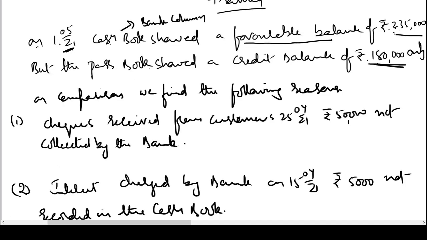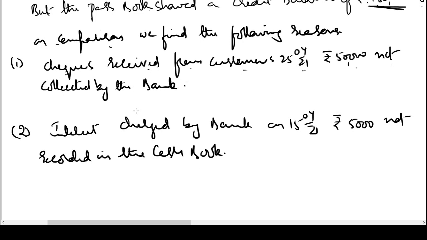On 1st May 21, the cash book, that is the bank column of the cash book, showed a favorable bank balance of 2,35,000, but the passbook showed a credit balance of 1,80,000 only. On comparison, we find the following reasons. Checks received from customers on 25th April 21, rupees 50,000, not collected by the bank. Up to which date? On 1st May, they have not been able to collect the payment. Then, interest charged by the bank. When did they charge interest? On 15th April 21, rupees 5,000, not recorded in the cash book.